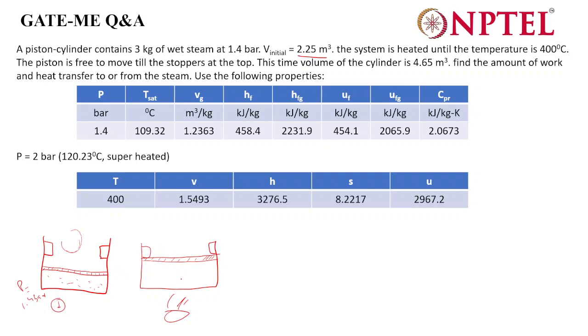So till that point it is a constant pressure process. Here the volume is 2.25 meter cube, and the pressure is 1.4 only, and the volume is 4.65 meter cube. Let's suppose this is the second state. Now they have said the piston will not move, but we are providing heat till the temperature is 400. Means after this, the process is a constant volume process, correct?